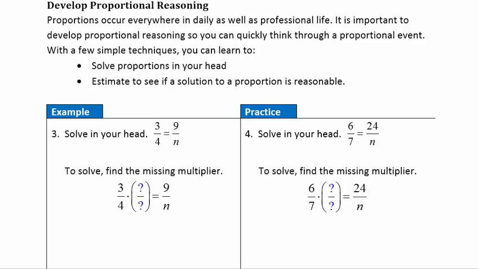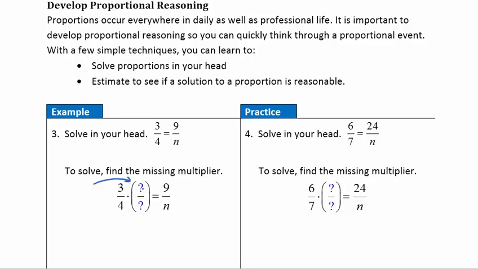All right, let's take a look at example 3 here to understand what I'm talking about. So solve this proportion in your head. 3/4 is equal to 9 over what? Well, one way to figure this proportion out is just to figure out what the missing multiplier is. We're starting at 3, we're getting to 9. The missing multiplier there is going to be 3, and this is the same way that we built like fractions.